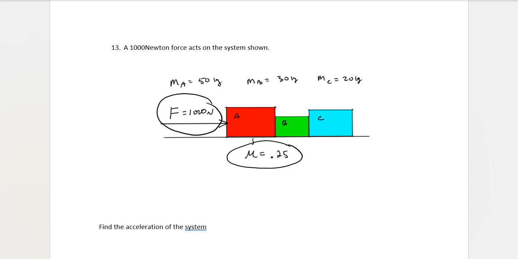So I think you're going to end up with an accelerating system here. And then the net force acting on it is going to be this 1,000 newtons minus the frictional force. So that should get you by part A of this problem here.